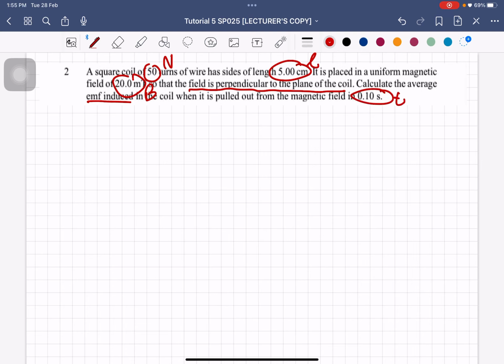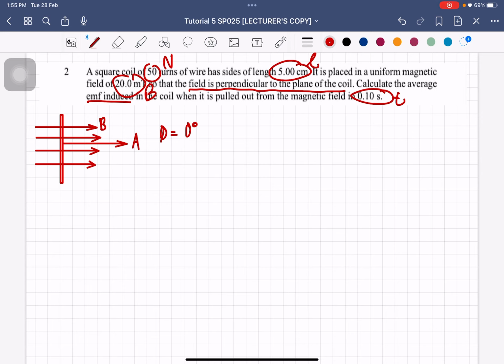For the initial flux, we know that the angle will be equal to 0, because when the plane of the coil is perpendicular to the magnetic field, the vector A will be parallel to the magnetic field. So this is our coil, and the vector A will always be perpendicular to the surface. This is A, this is B, so the value of theta will then equal 0 degrees.